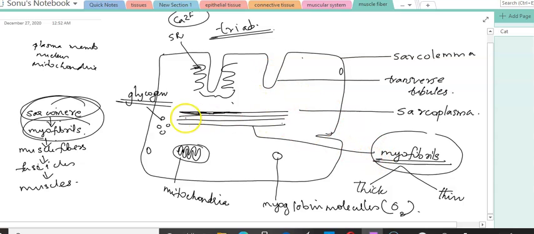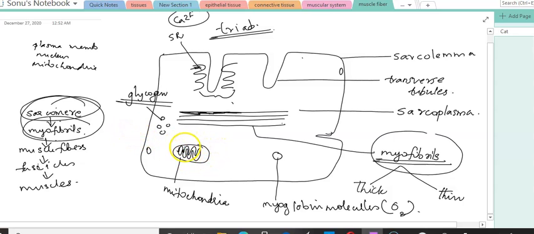The contractile elements of a muscle fiber are the myofibrils. Myofibrils consist of thick and thin filaments. They are arranged in such a manner that it is called a sarcomere. So sarcomere is the contractile unit of a muscle fiber, the repeating unit. So sarcomeres combine together to form the myofibrils.